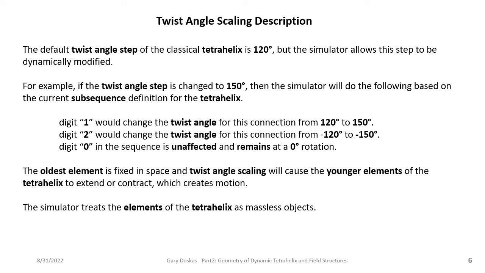The oldest element is fixed in space, and twist angle scaling will cause the younger elements of the tetrahelix to extend or contract, which creates motion. The simulator treats the elements of the tetrahelix as massless objects.